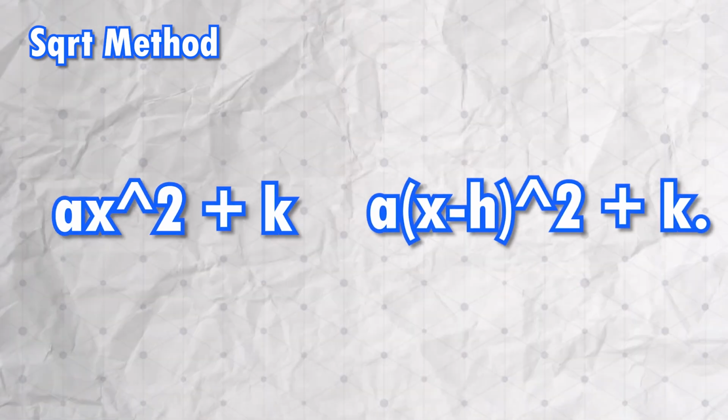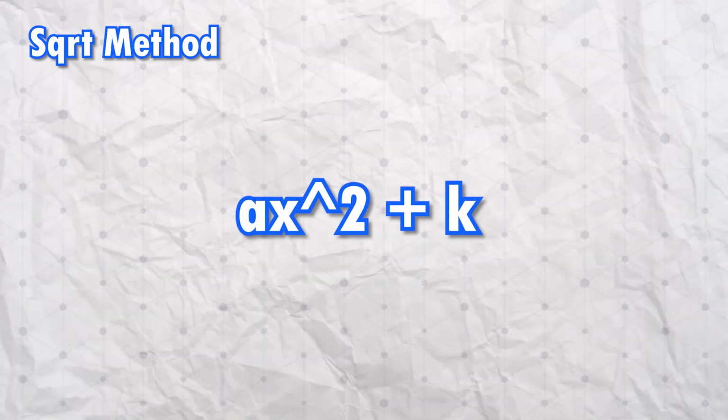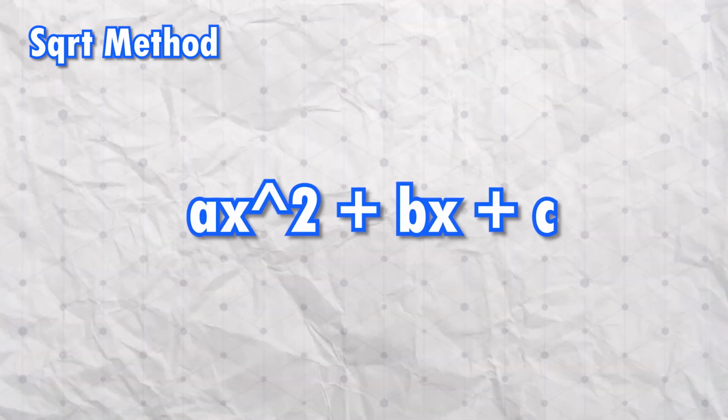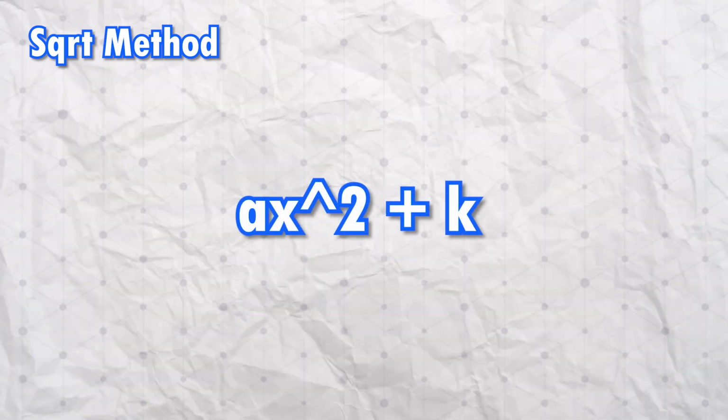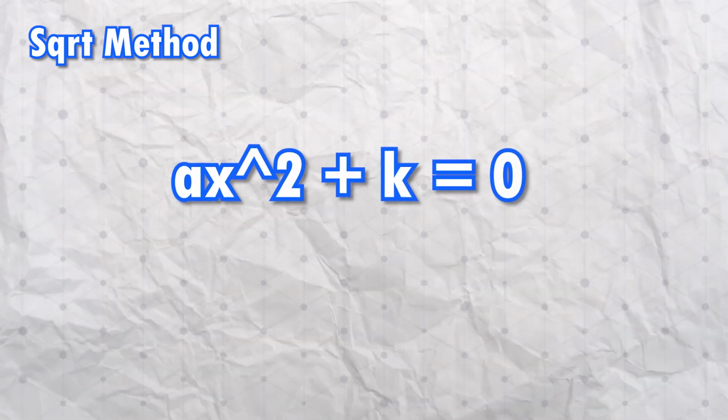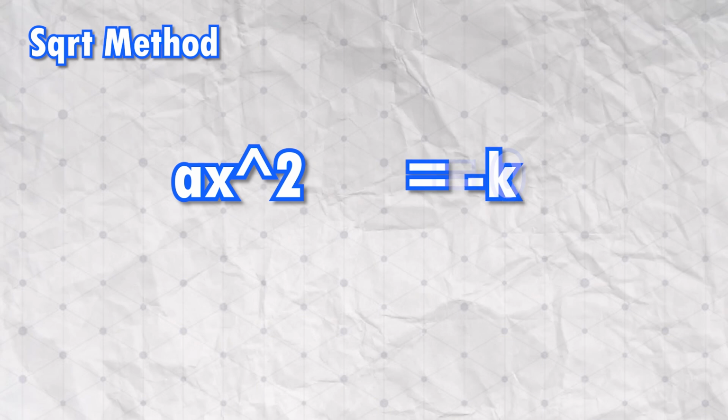Next up is the square root method. There are 2 versions of this, one which can help you solve a quadratic with no linear term, and a quadratic in vertex form. Let's look at the one with no linear term. In the absence of a linear term bx, leaving us with ax squared plus c, or k, we can isolate the quadratic term and take the square root of each side.